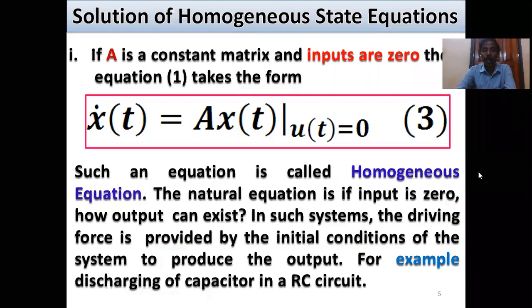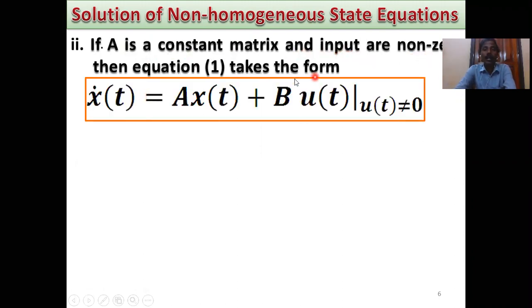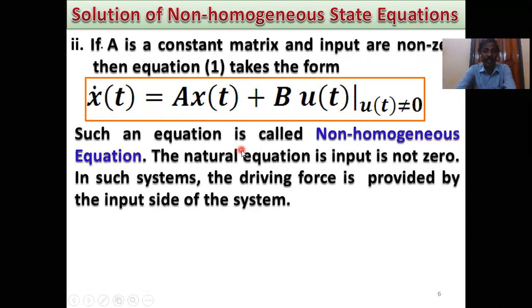So that is the homogeneous state equation. Then what is the non-homogeneous state equation? If A is a constant matrix and the input is non-zero, then equation 1 takes the form x dot of t equals Ax of t plus Bu of t, and u of t is not equal to 0. Such an equation is called a non-homogeneous equation. In this case the input is not 0. In such a system, the driving force is provided by the input of the system. This type of equation is called the non-homogeneous state equation.